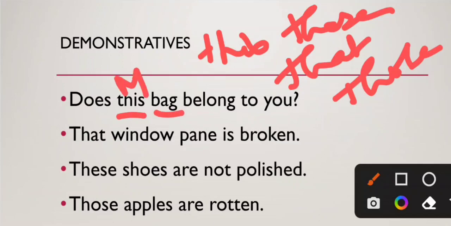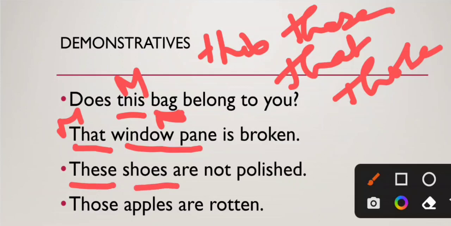"That window pane is broken." That is a modifier. It is describing window pane, a noun. "These shoes are not polished." So these is a modifier describing the noun shoes. "Those apples are rotten." Those is a modifier describing the noun apples.